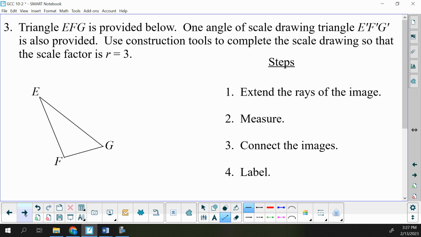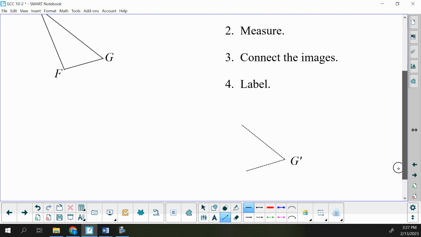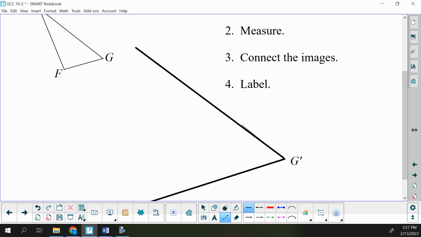If we go over to page 13, we're going to do a scale factor of 3. But notice this time they give us the angle already copied, G prime. So this is going to be much quicker. All we need to do to start out is with our straight edge, on that dotted line, extend it out a ways in each direction.